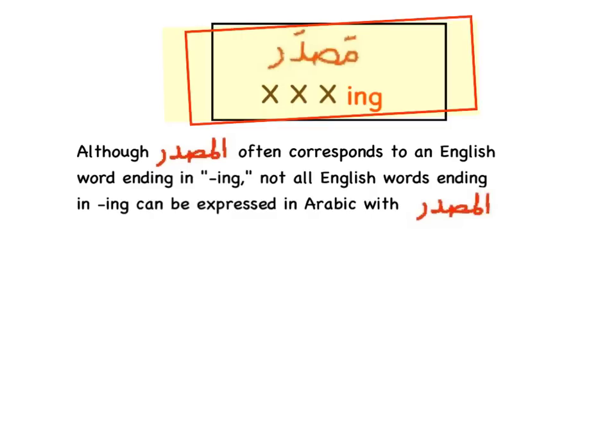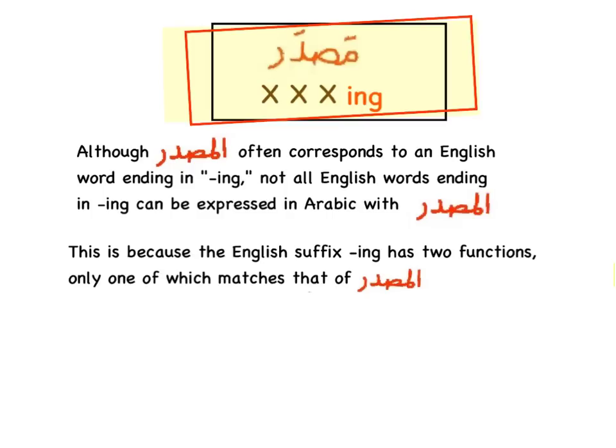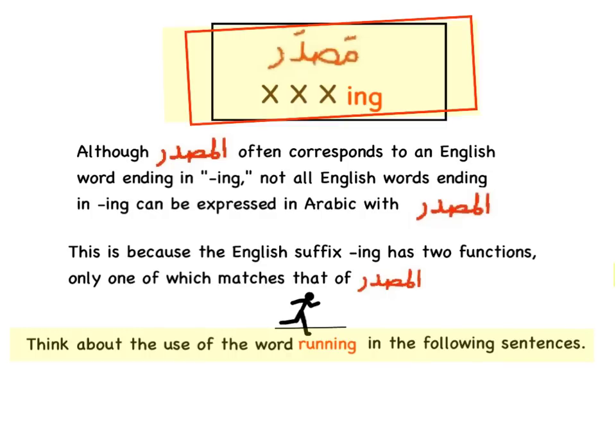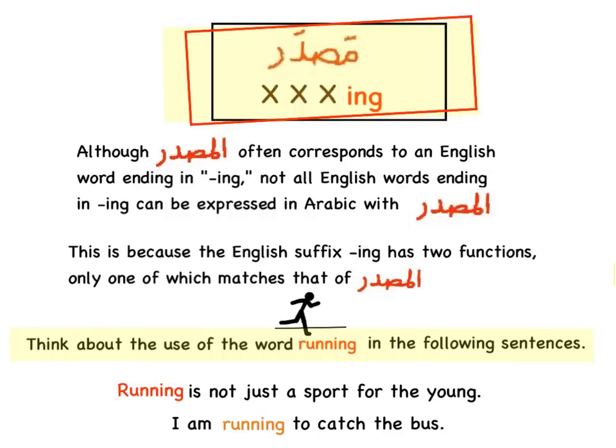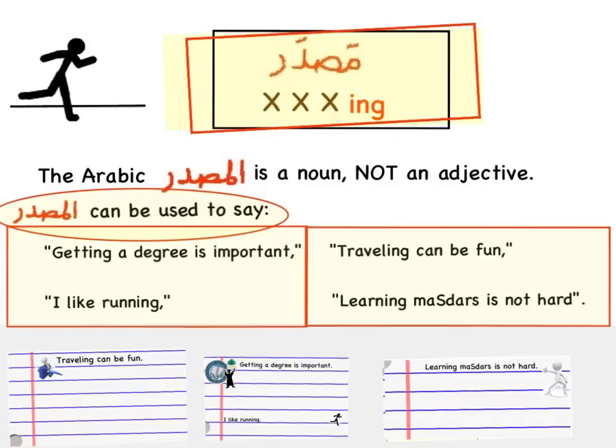Okay, let's look closer at the relation between مصدر and words ending in ing in English. Although المصدر often corresponds to an English word ending in ing, not all English words ending in ing can be expressed in Arabic with المصدر. This is because the English suffix ing has two functions, only one of which matches that of مصدر. Think about the use of the word running in the following sentences. First, running is not just a sport for the young. Second, I am running to catch the bus. The Arabic المصدر is a noun, not an adjective. المصدر can be used to say, getting a degree is important. I like running. Traveling can be fun. Learning مصدر is not hard.